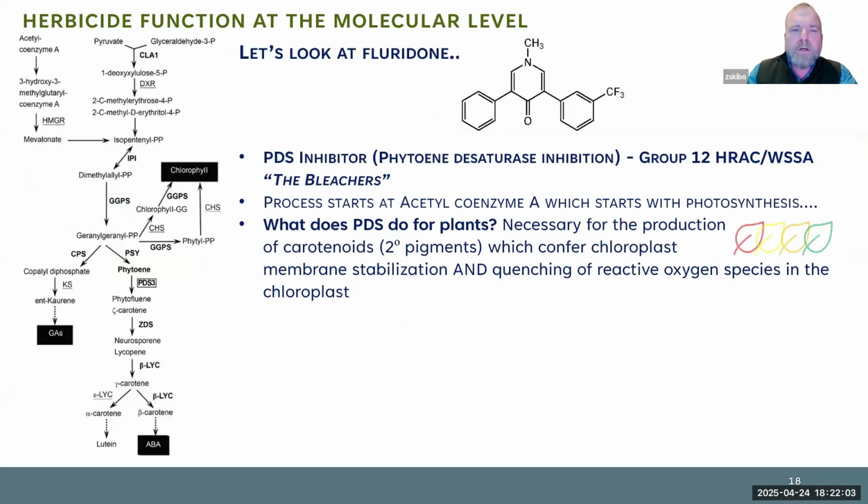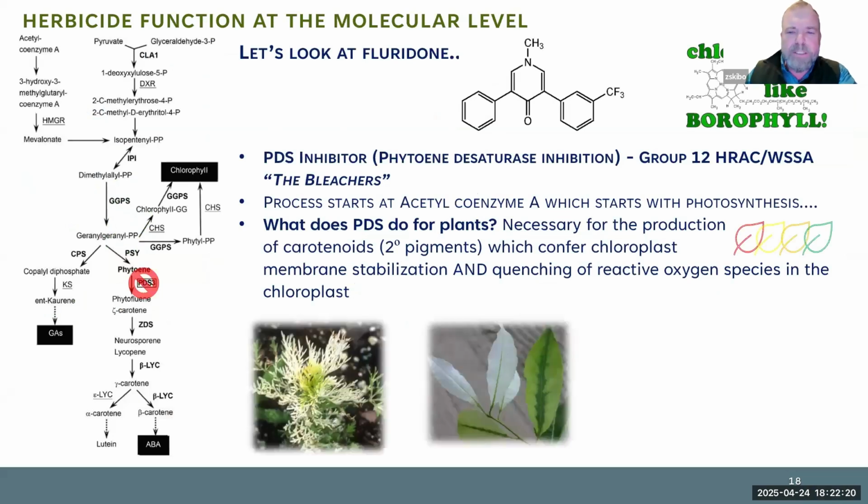You would know this as Sonar probably. This is a phytoene desaturase or PDS inhibitor. These are known as the bleachers. And what do these bleachers do to the plants? Well, they basically prevent the formation of your secondary pigments. So you remember, these are the pigments that we see in the fall, the xanthophylls, the carotenoids, the yellows and the oranges. Those pigments play a very important role in photosynthesis, in stepping down that sunlight energy. Think of it as sunburn on the plant.